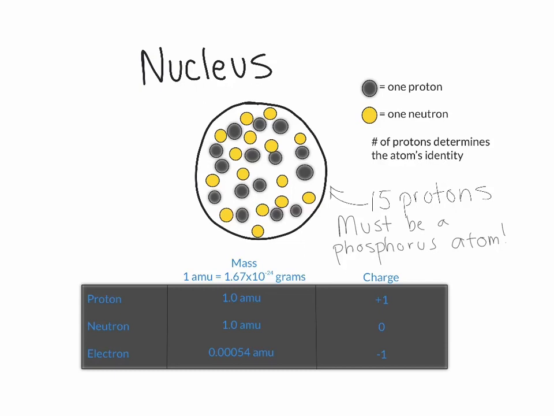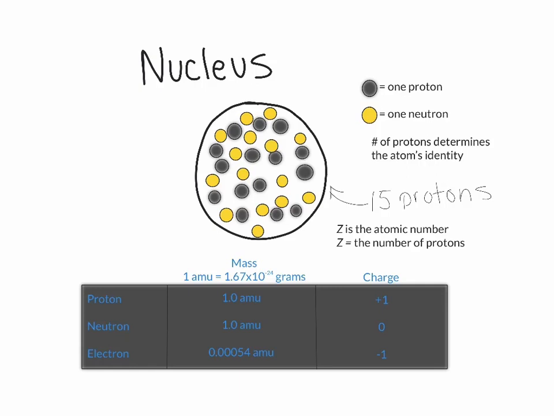Now, how did I know that? It's because the proton number is also the same as what we call the atomic number. And the atomic number is the whole number that we see on the periodic table that tells us how many protons each one of those atoms has. So the phosphorus atom, to go back to my example, has 15 protons. That means it has 15 positive charges, if you will, inside of the nucleus.